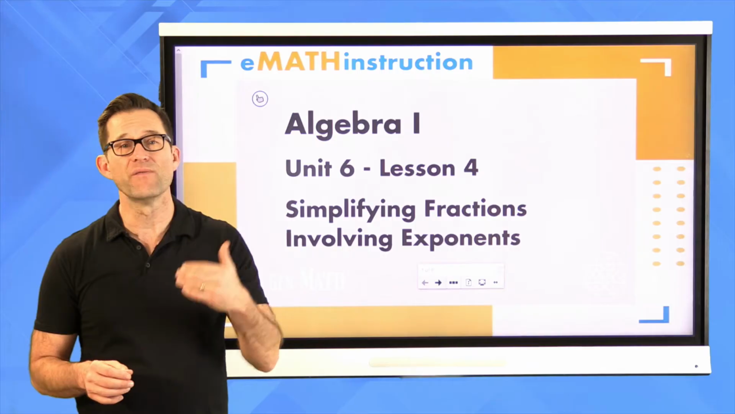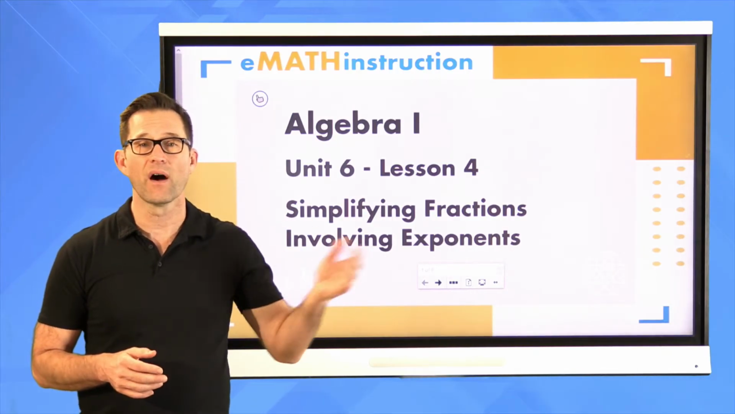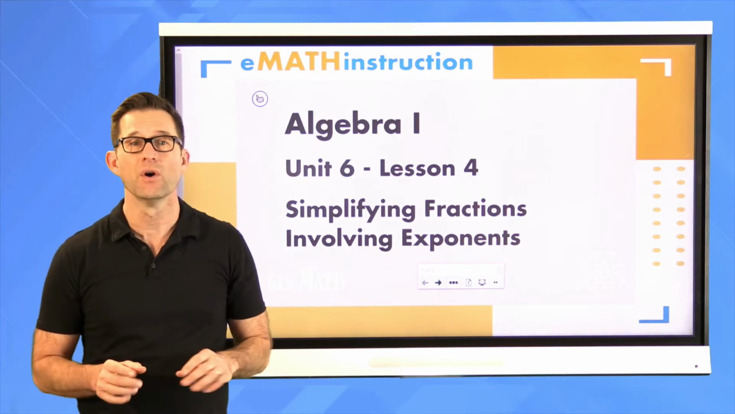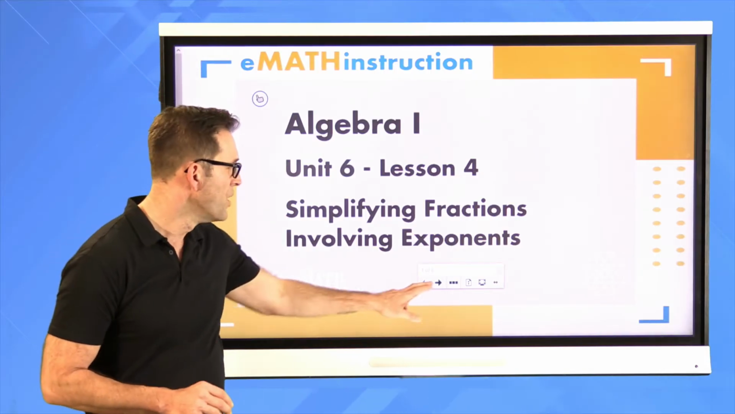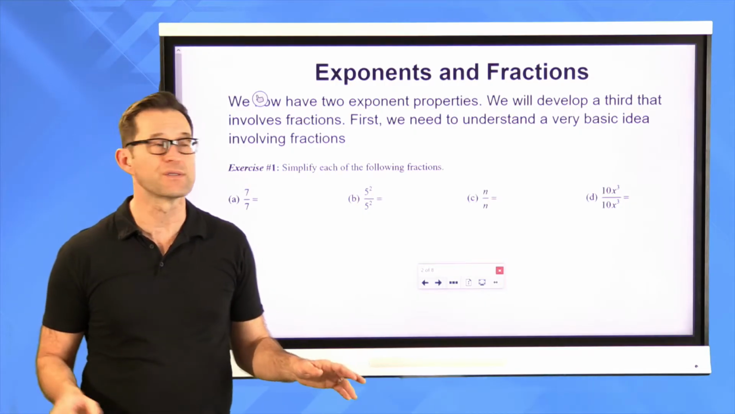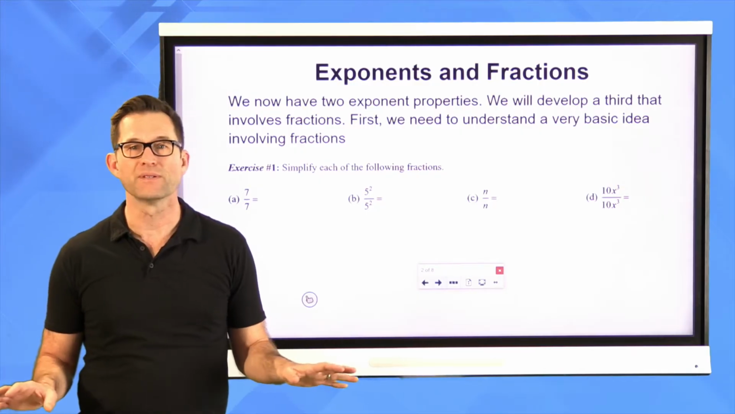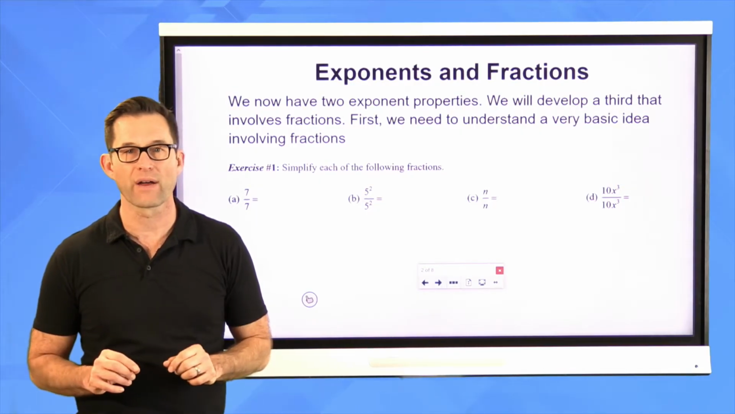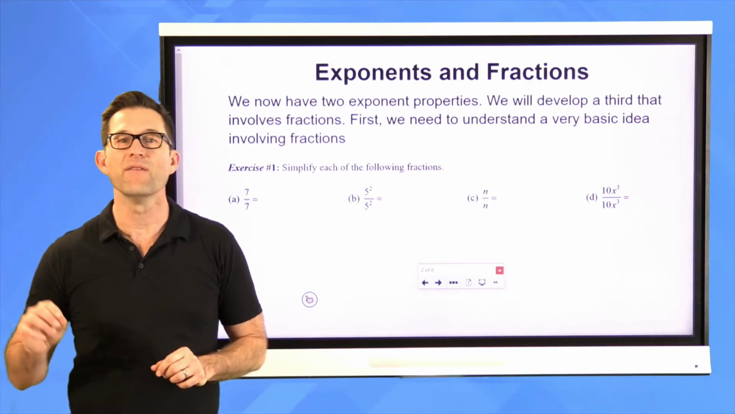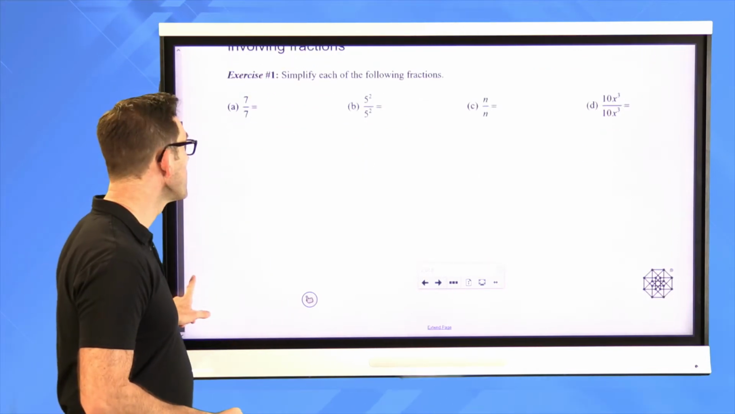Now, of course, division and fractions are tied together, and so all of this is sort of in the context of simplifying fractions, which also involve exponents. So let's get right into it and really look at the key, exponents and fractions. We now have two exponent properties. We will develop a third that involves fractions. First, we need to understand a very basic idea involving fractions. So let's take a look at exercise number 1.